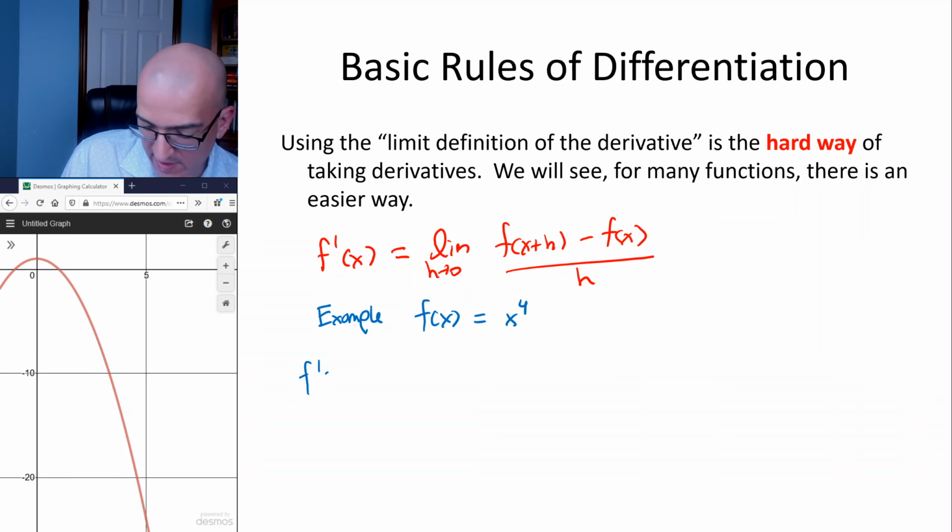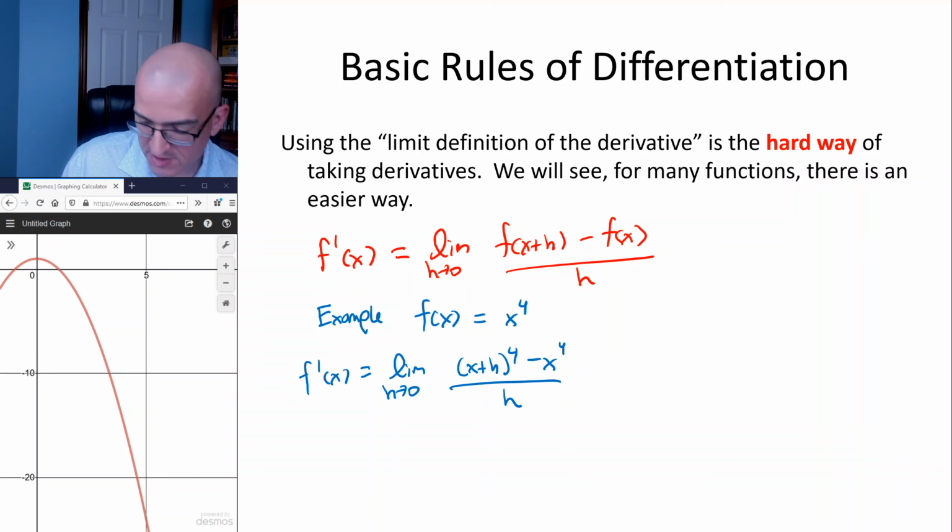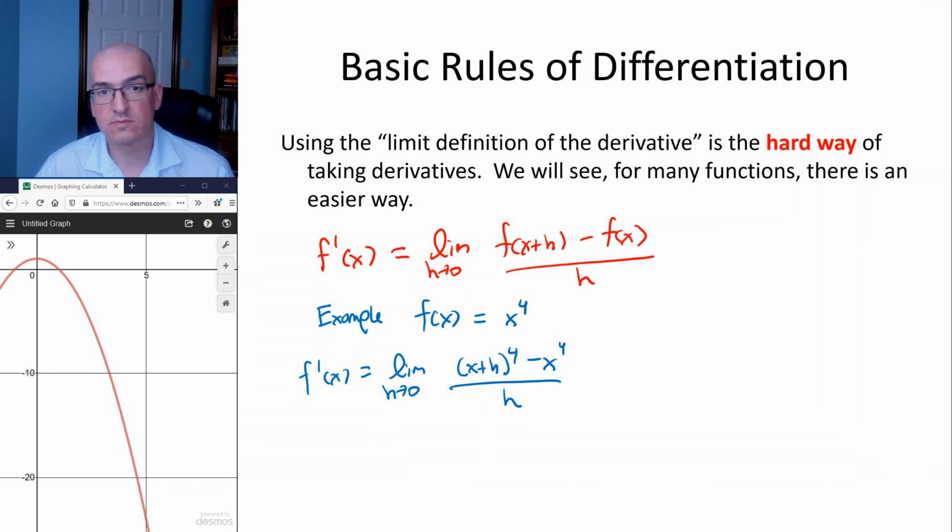F prime of x equals limit h approaches 0 of x plus h to the power 4 minus x to the power 4 all over h. So recall f of x plus h just means replace the arguments of the function, all the x's, with an x plus an h. So instead of x to the power 4, f of x plus h is x plus h to the power 4. Okay, it doesn't look so bad, but we have to expand that out.